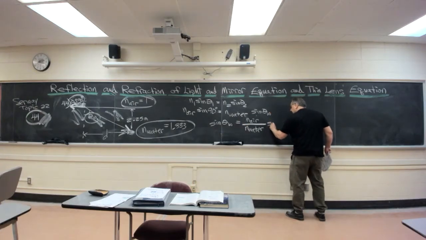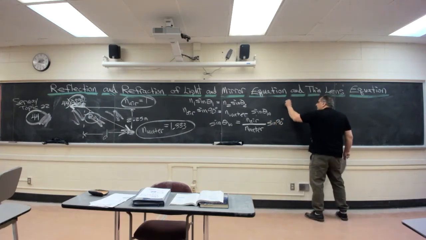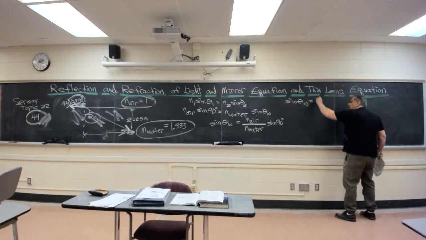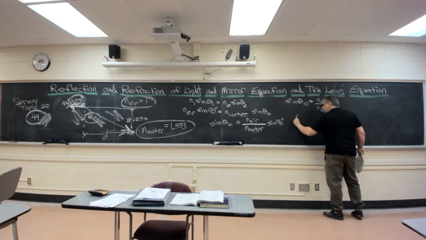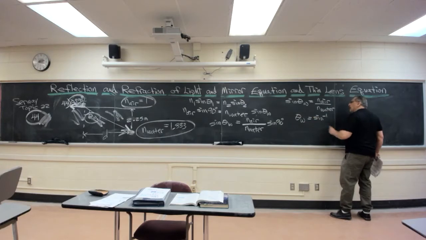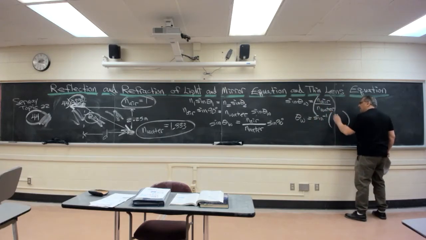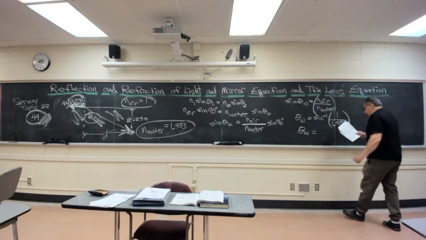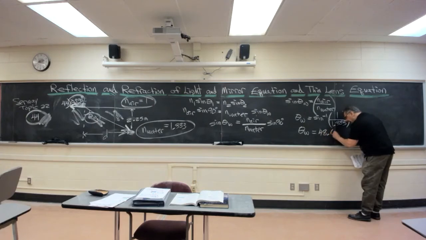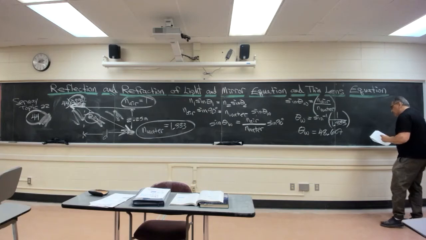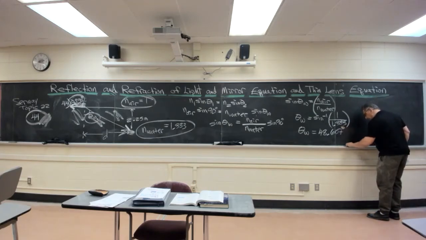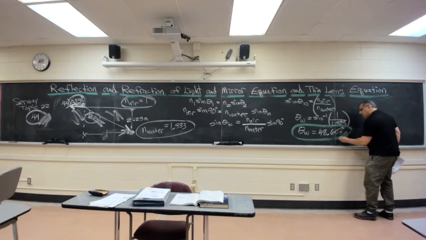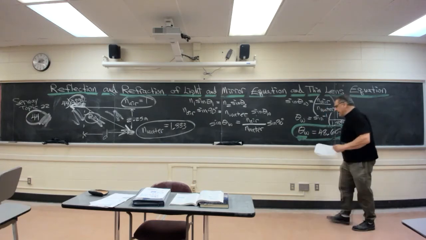Forgive the alphabet soup here, you guys. Sine 90 degrees times N air equals N water sine theta W, so sine theta W is N air over N water. Sine of 90 degrees is 1. Get the inverse sine of that quantity. The inverse sine of N air over N water gives the angle: 48.607 degrees. Okay. They didn't really ask that specifically as an end answer, but it's a nice answer to have.